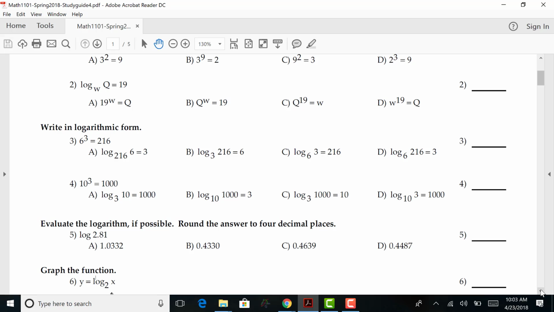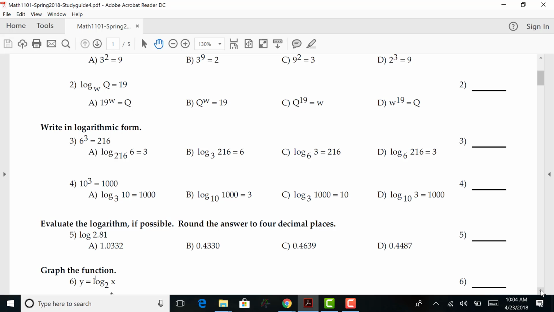All right, log. Need a box here, and a box here. What goes in the first box? 6. Second box. 216. Last box. 3. Which one says that? See, okay.